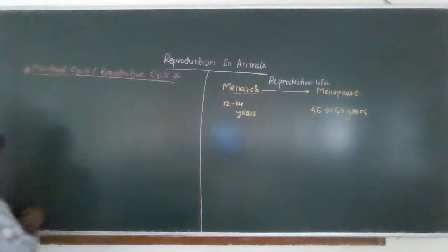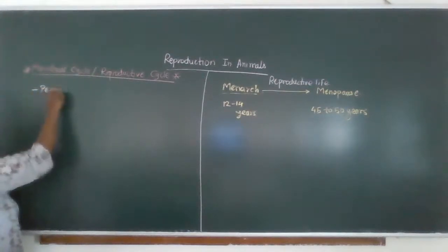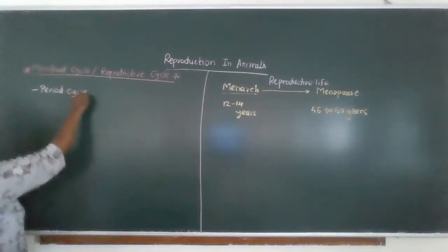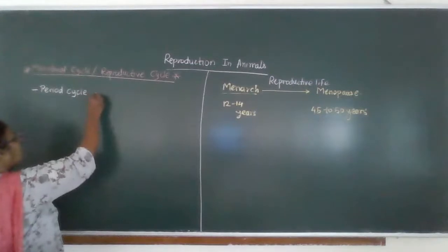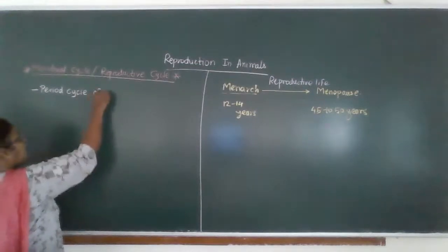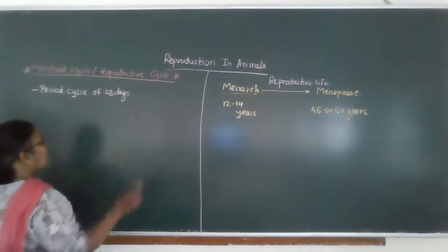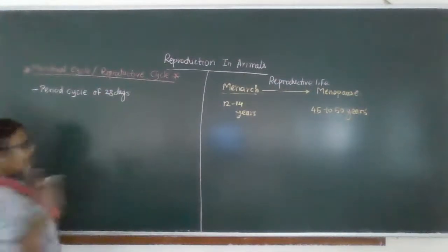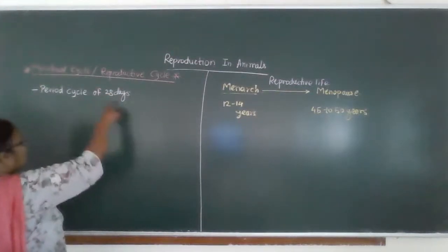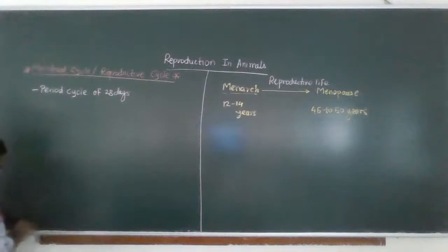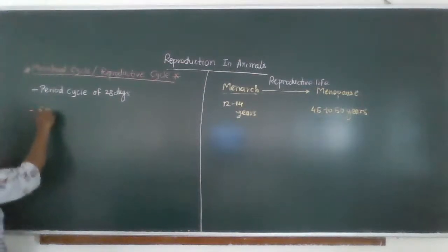It can be defined as a periodic cycle of 28 days. These days may vary according to the female; every female shows varying days. So the menstrual cycle is a periodic cycle of 28 days, and it involves simultaneous change.